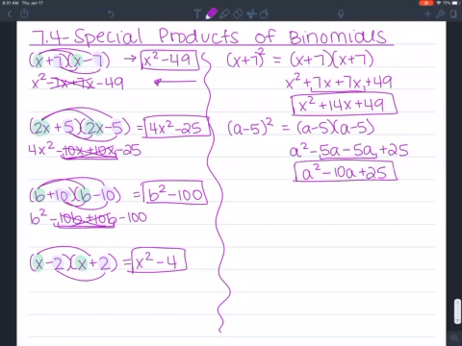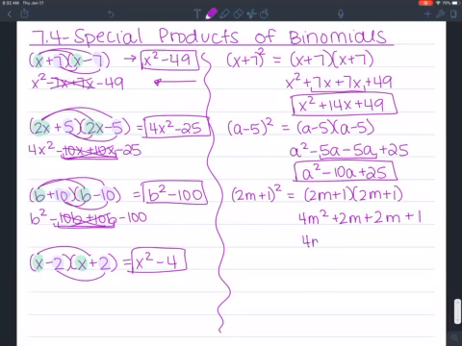All right. So let's try one more, and then let's see if you can figure out the pattern. So let's try 2m plus 1 quantity squared. 2m plus 1, 2m plus 1. All right, so that's 4m squared plus 2m plus 2m plus 1. 4m squared plus 4m. Again, two of the exact same, plus 1. All right, so can you figure out the pattern?